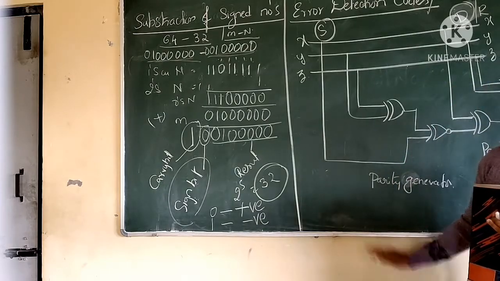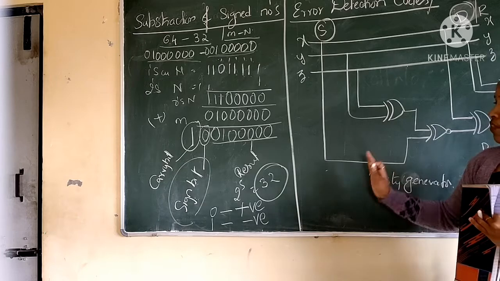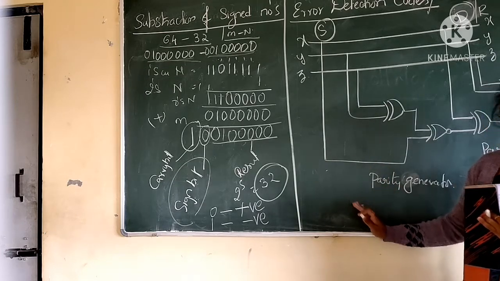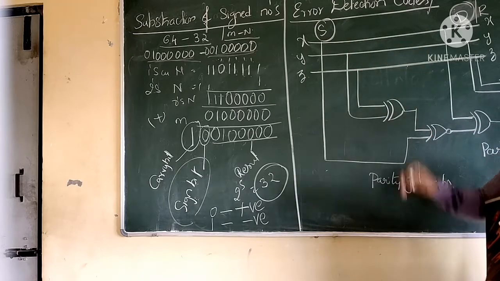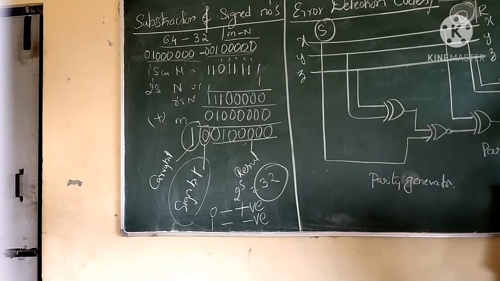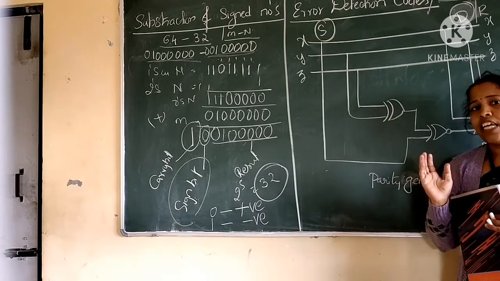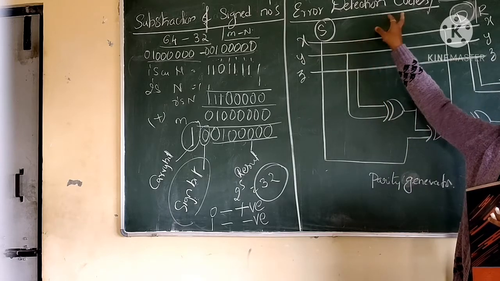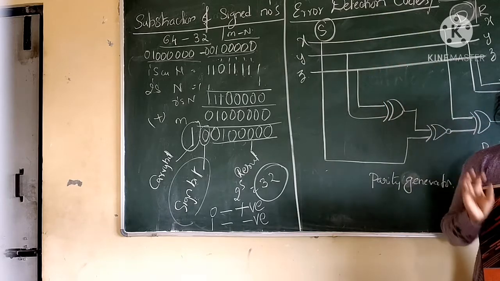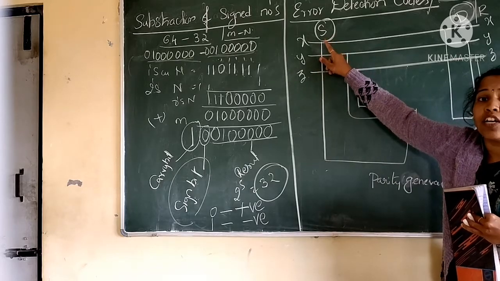Now next we have error detection codes. It is very important. They will ask this question for 7 marks. So what is the use of error detection codes, or error detection with odd parity? In this case we have multiple codes. Whenever you are transmitting data from the source, S stands for sender or source.